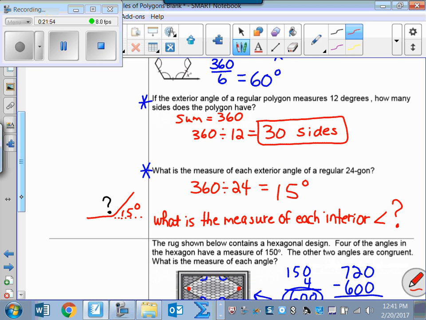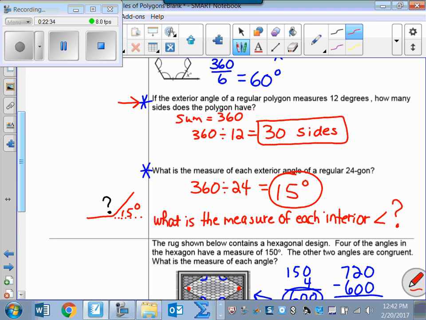So finally on the next page, I left you 2 there. If the exterior angle of a regular polygon measures 12 degrees, how many sides? Well, if I know what the measure is, all I got to do is divide that into 360 because I know 360 is the sum of the measures, and that tells me that that polygon has 30 sides. And finally, what is the measure of each exterior angle of a regular 24-gon? All I got to do is divide 360 by 24. I get 15 degrees. And then my question to you is, using that information, what then is the measure of each interior angle?